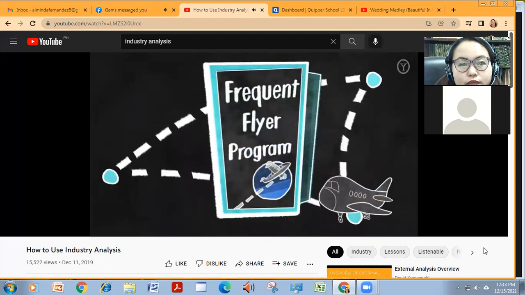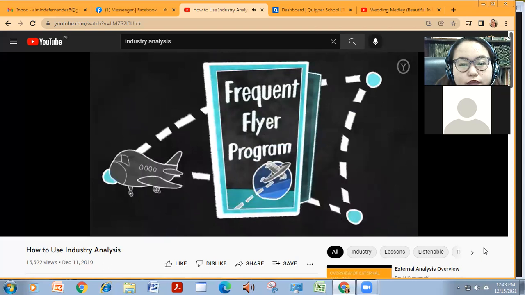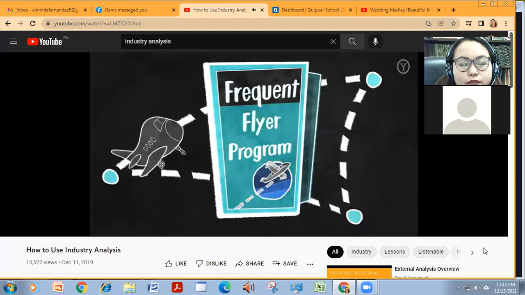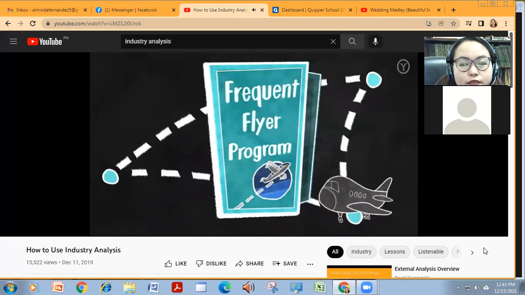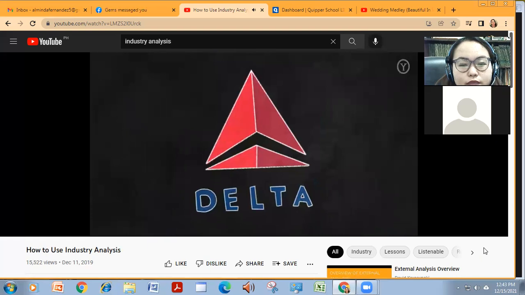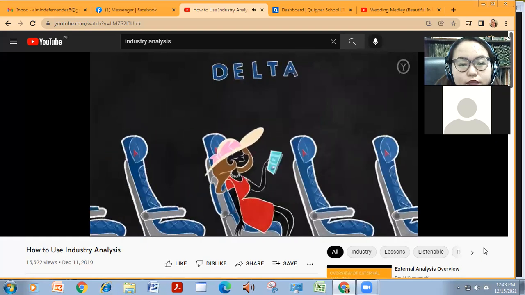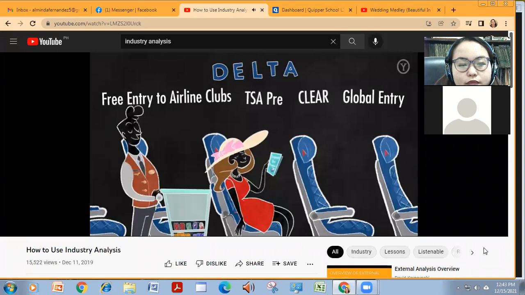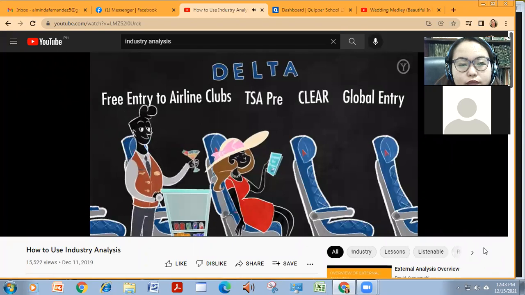If airlines reward passengers for repeat purchases and cumulative travel on their airline, then they can potentially lock customers into their offerings when they travel. Delta, for example, offers seat upgrades for frequent flyers who have achieved certain status levels in their program, along with other perks and benefits such as free entry into airline clubs, memberships to TSA Pre, Clear, and Global Entry, and access to premium snacks and services.